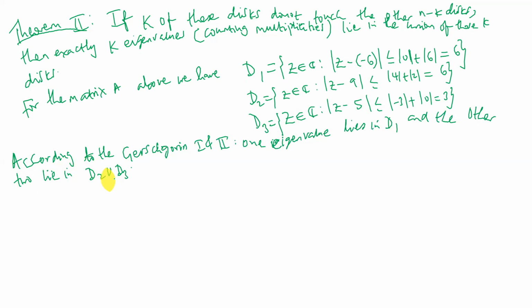Right, so we have seen, according to theorem 2, that if k of these disks do not touch the other n minus k disks, then exactly k eigenvalues, counting multiplicities, lie in the union of those disks. So we have seen that for the matrix A, we have disk 1, disk 2, disk 3. We're going to look at the geometry of these disks.